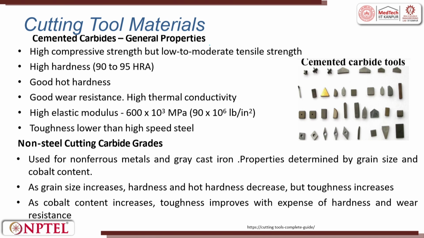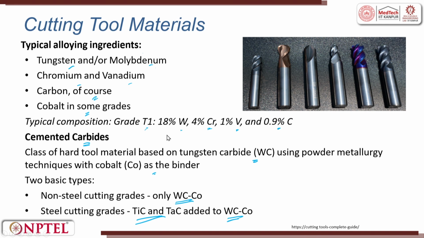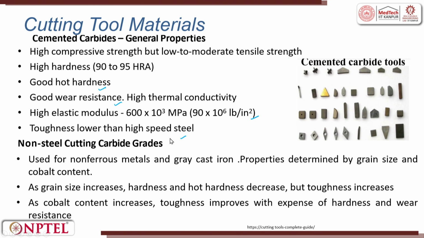Cemented carbide general properties: it has high compressive strength, but low to moderate tensile strength. So toughness will be very low, with high hardness, greater hot hardness, greater wear resistance, and very high E. The toughness is lower than HSS. That is why all the HSS tools are large, with a shank and other things. With tungsten carbide, only tool tips are made. Only the cutting edge is made.